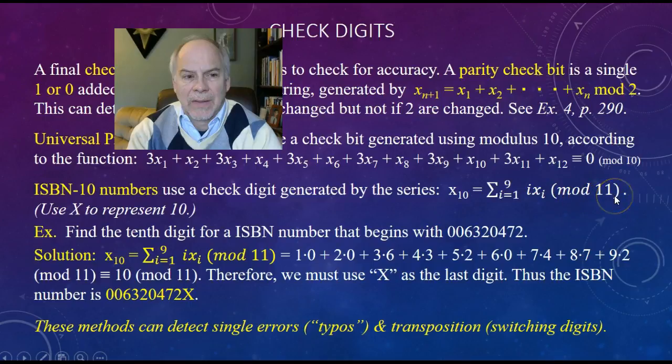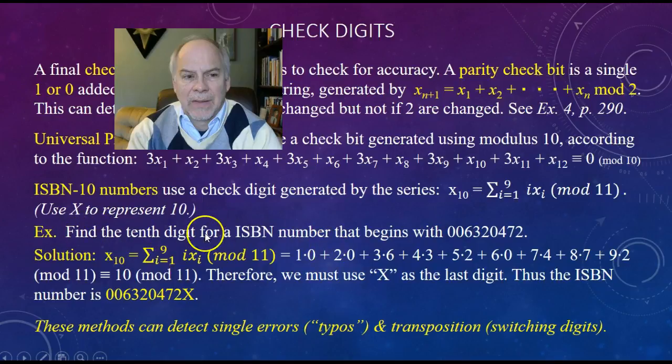Now, it has to use mod 11 because the sum of all this is going to be congruent to 0 all the time. But anyway, long story short, so that last digit, if the sum of all this equals 10, then you write an X at the end of the universal product code. I'm sorry, the ISBN number.